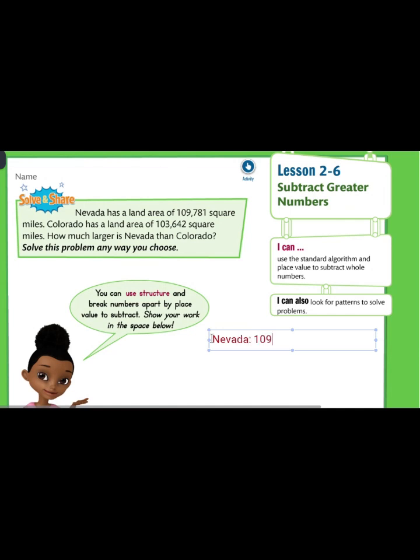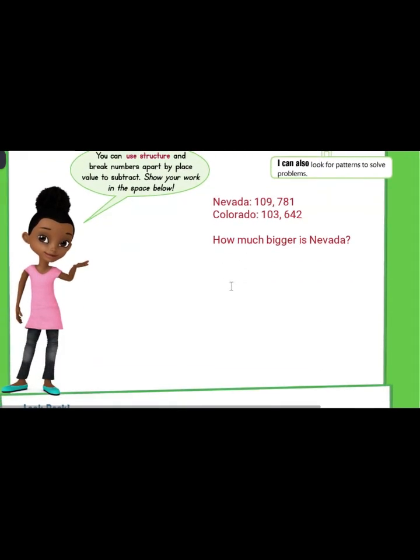So let's go ahead and take some notes here in our book. We see that Nevada has an area of 109,781, and Colorado has an area of 103,642. And the question is asking how much bigger is Nevada? We know Nevada is the bigger number, but how much bigger? The key here is to know that how much bigger usually means we should subtract. So let's subtract the Nevada area by the Colorado area.